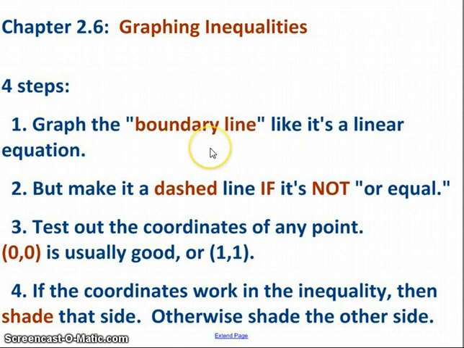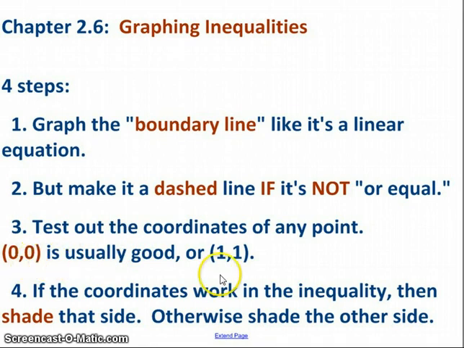The boundary line, as I'm calling it, is the linear equation you would create if it hadn't been an inequality, if it had been an equal sign. You'll see what I mean in a minute. Then you have to decide whether or not the line should be solid or dashed. If it's not an or equal inequality, in other words, if the arrow is not underlined, then your line ought to be dashed. Third is you should test out any point on the graph.